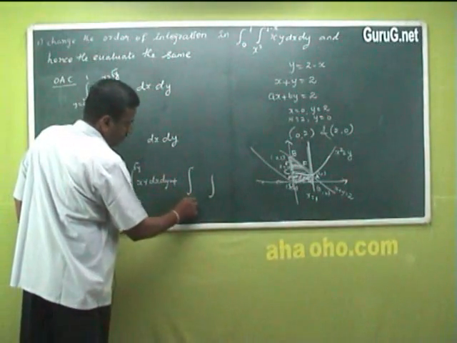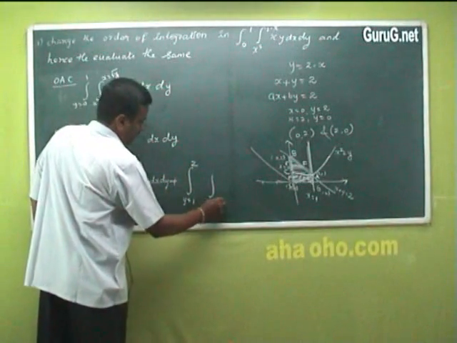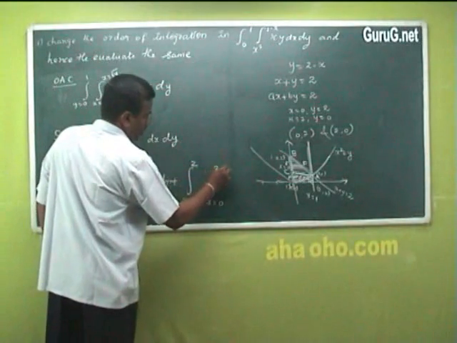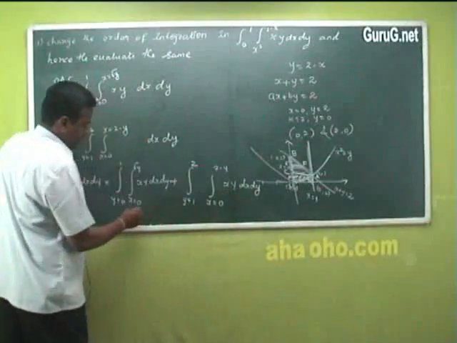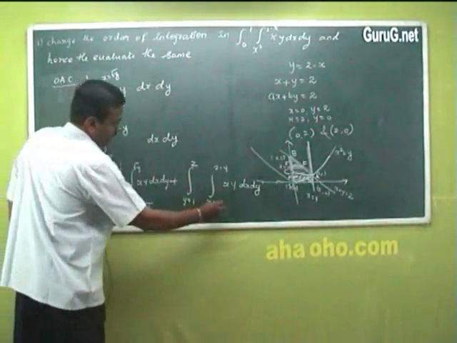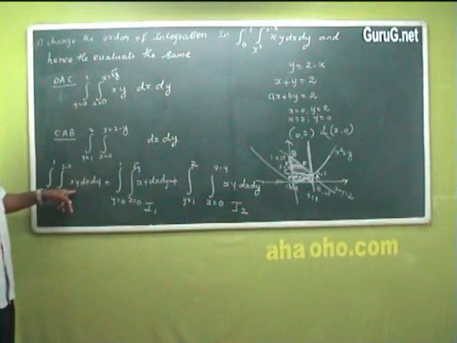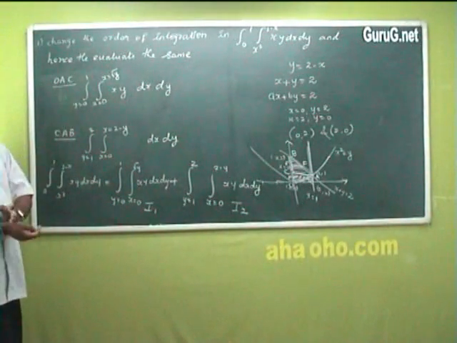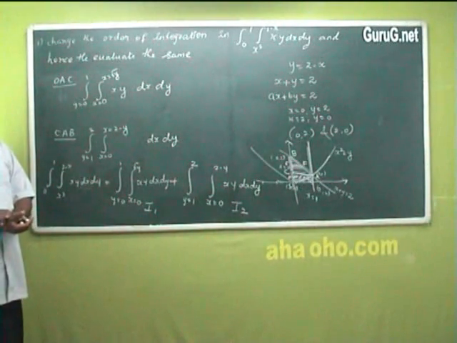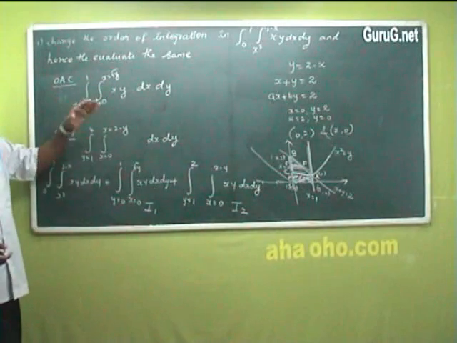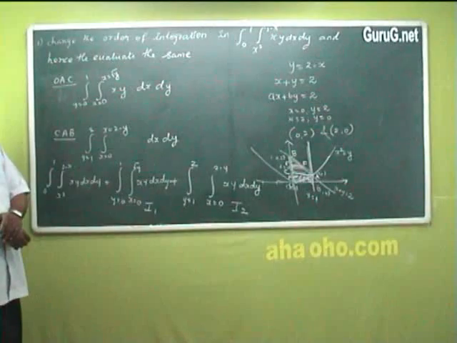Here y varies from y equal to 1 to 2, x varies from x equal to 0 to x equal to 2 minus y, xy dx dy. Now let us take the first integral as I1 and the second integral as I2. I1 plus I2 gives the solution for this problem. Now we have completed the first part. The first part is we have to change the order of integration. We have changed the order of integration in the two regions and we have added the two integrals.